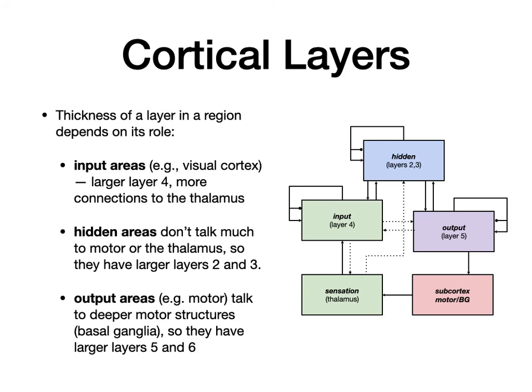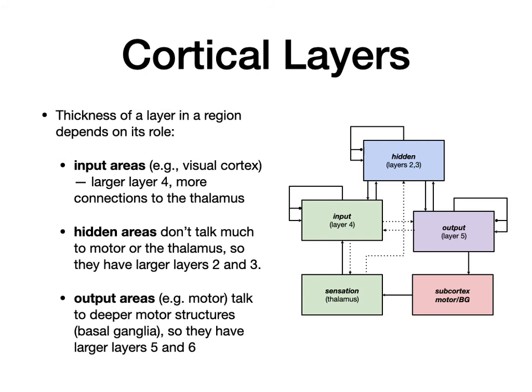not the outside world. And then output areas, especially motor, are going to talk to all the deeper structures, so they have larger layers 5 and 6. They do connect to the thalamus, but also down to the brainstem to say, hey, move that finger, right? Do the twitch thing that you need to do. So that's 3 broad categories.